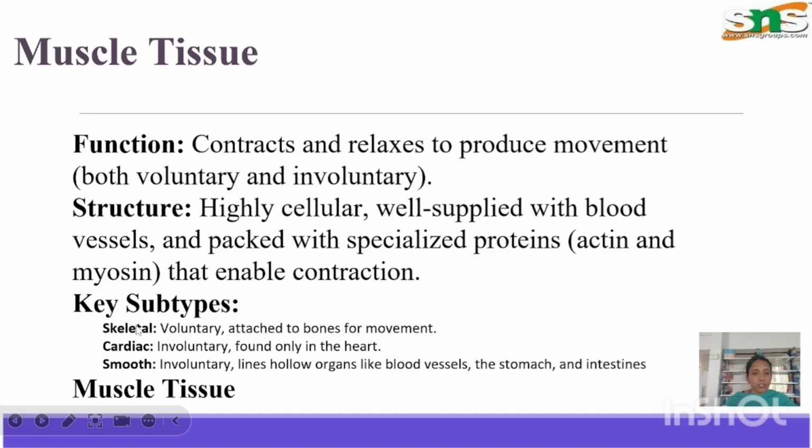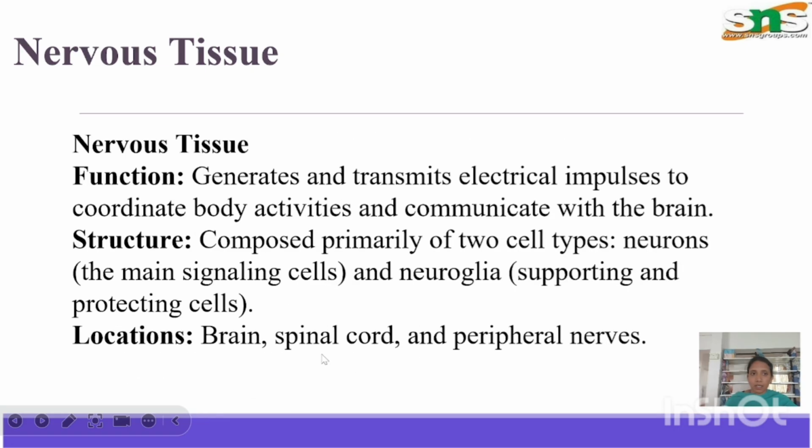Skeletal muscle tissue is voluntary in nature and attached to the bones for movement, and cardiac muscle tissue is involuntary in nature, found only in the heart. The cardiac muscle tissue cannot be found anywhere else, only in the heart. Smooth muscle tissue, involuntary, lines hollow organs like blood vessels, stomach, and intestines. All these are hollow organs, where something will be present inside. So smooth muscle tissue lines those. That's all about muscular tissue.